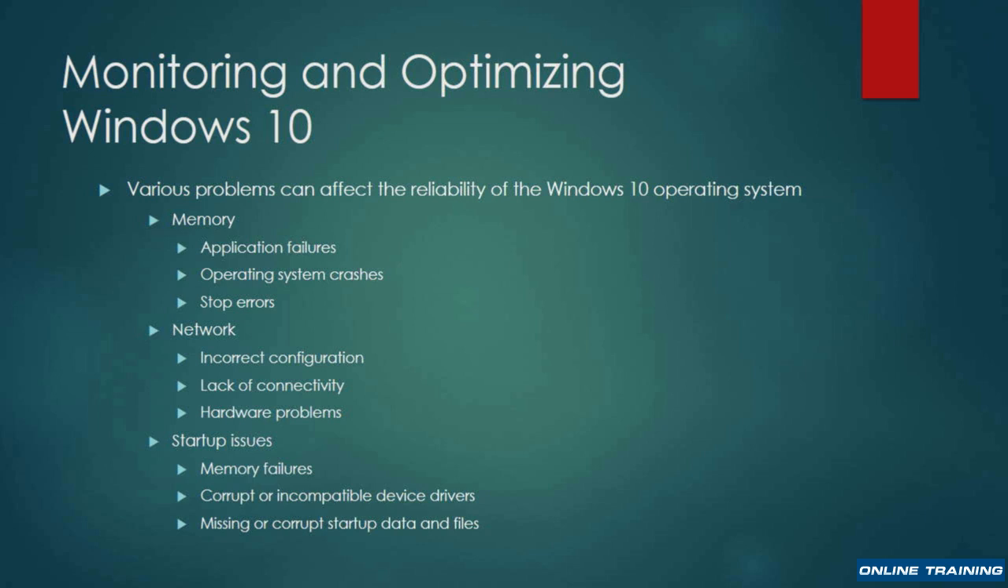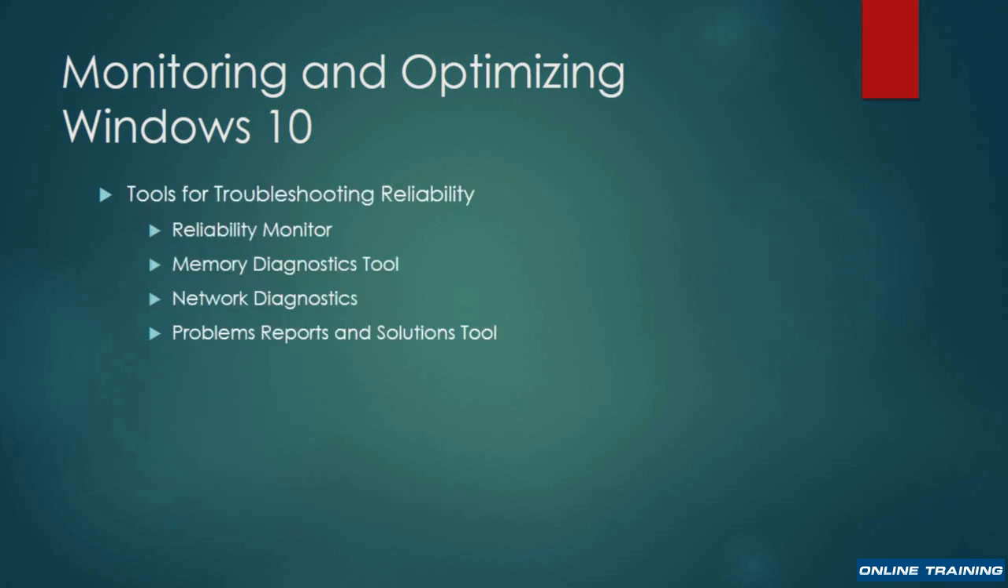Network problems can be a result of just incorrect configuration, a lack of connectivity. We could have hardware problems, device driver issues, and then you have startup issues. That can also be related to memory failures or device drivers or missing or corrupt startup data and files. We're going to look at startup in the next section and how we can troubleshoot that. But before we do that, we do have several tools that are related to reliability.